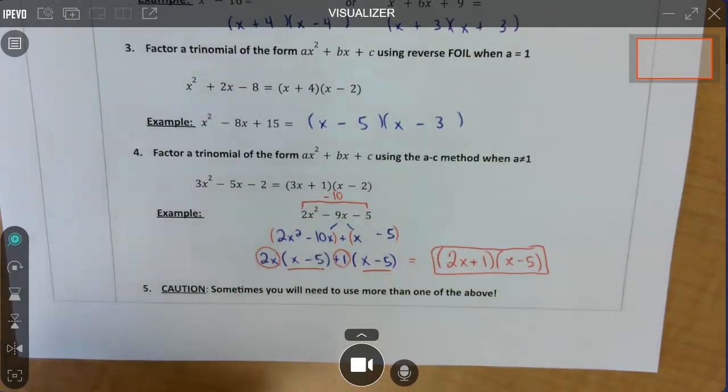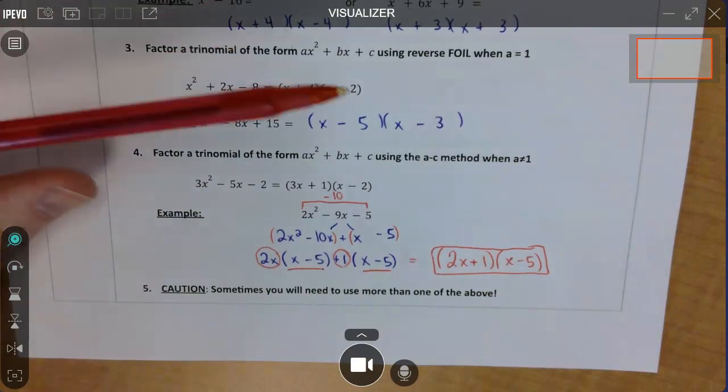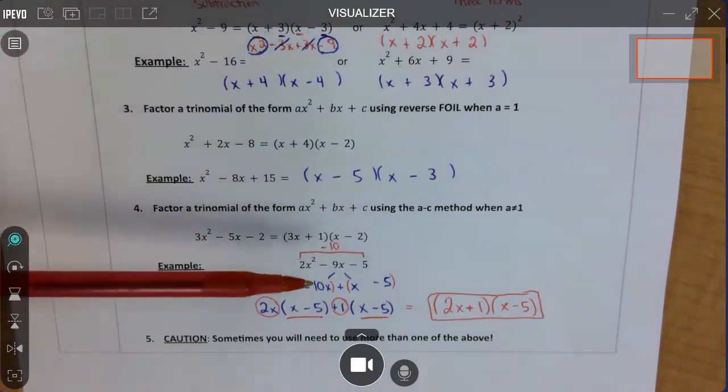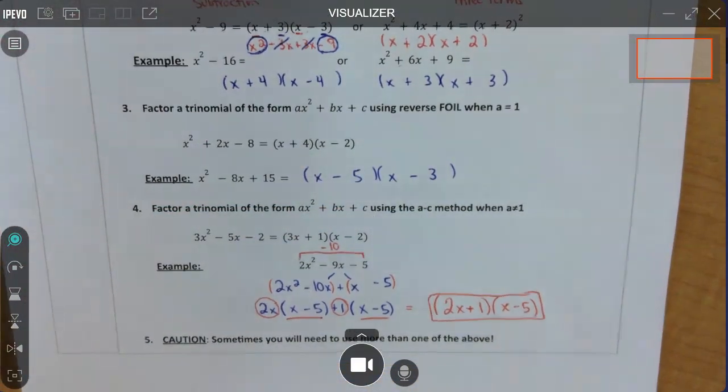Now we're going to look at some examples on the next page, and what you'll find is sometimes we have to use multiple of these rules as we get to our final answer. So let's take a look at the next page.